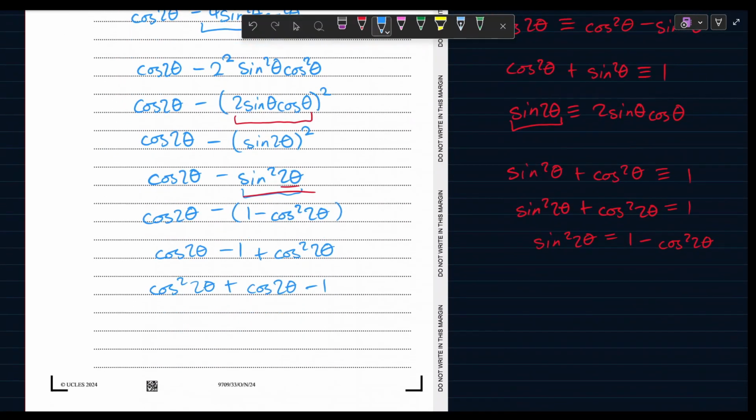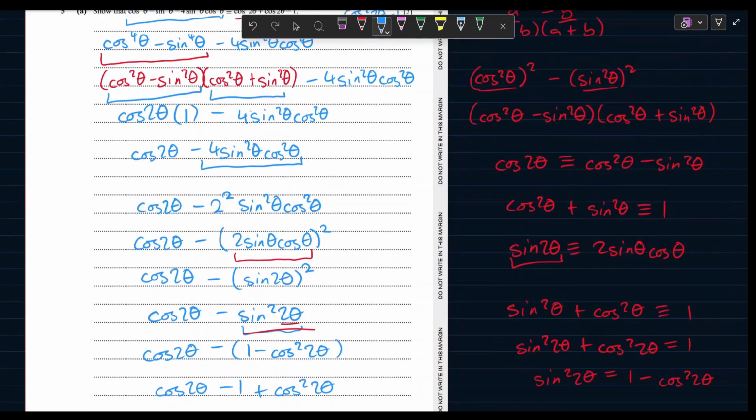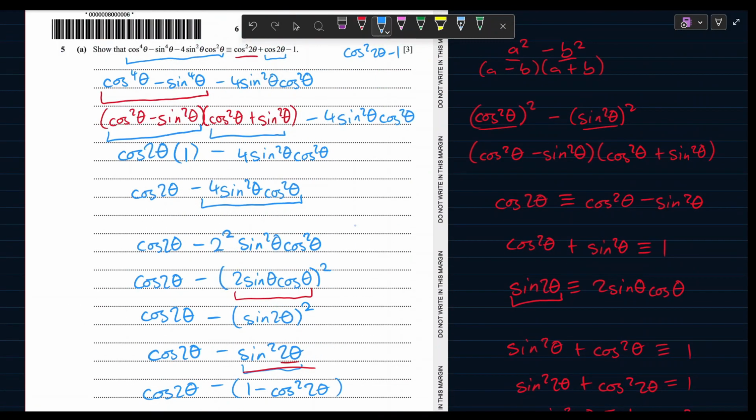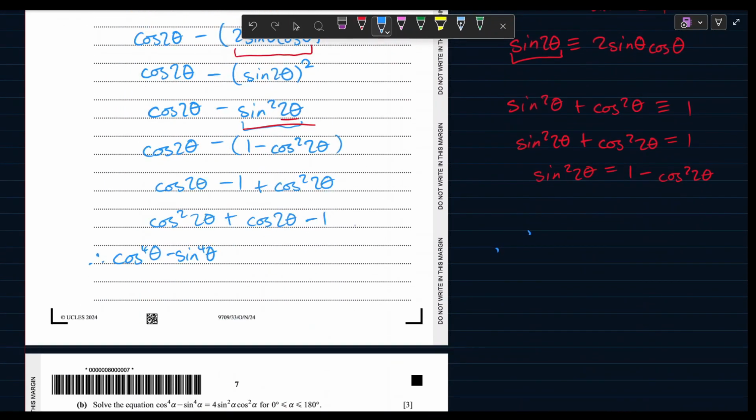So we have proved the identity that, what is our identity? Cos to the 4 theta minus sine to the 4 theta minus 4 sine squared theta cos squared theta is identical to cos squared 2 theta plus cos 2 theta minus 1. Alright, that's the proof.